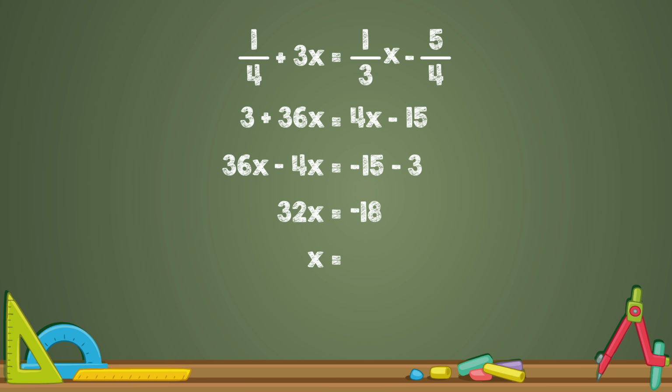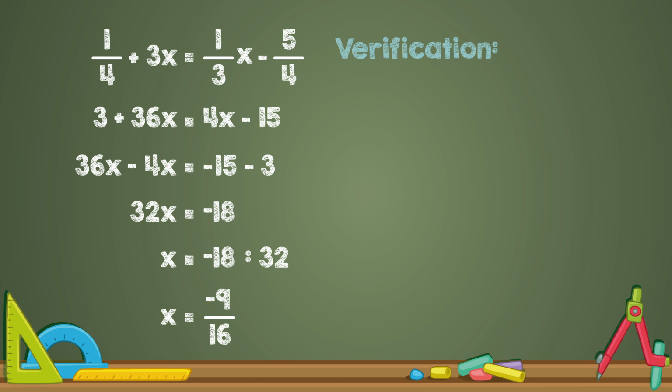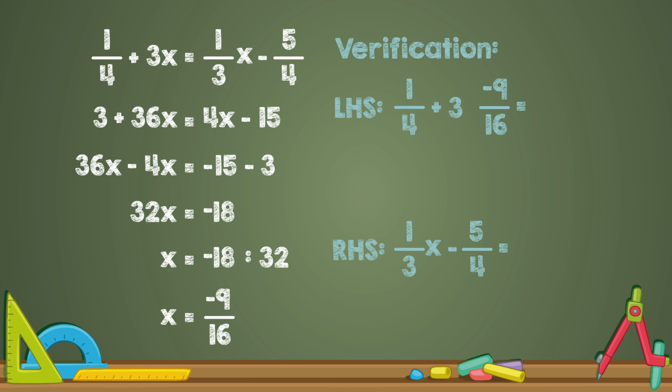Now we place the coefficient for the x to the right-hand side, then we get -18 divided by 32. If we calculate this, we get -0.5625 or -9/16. We check our exercise. We copy the left and right-hand side separately. We replace the unknown with our answer.